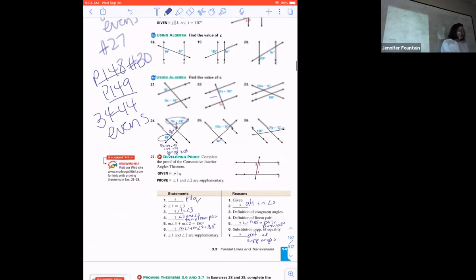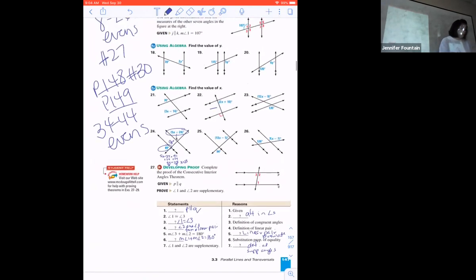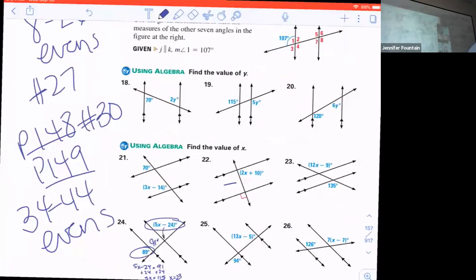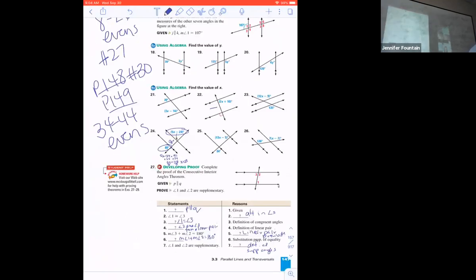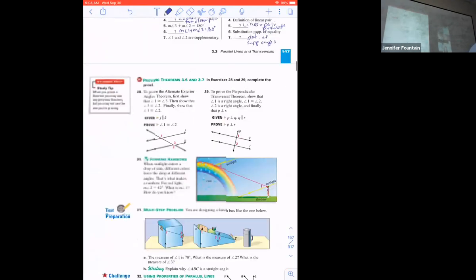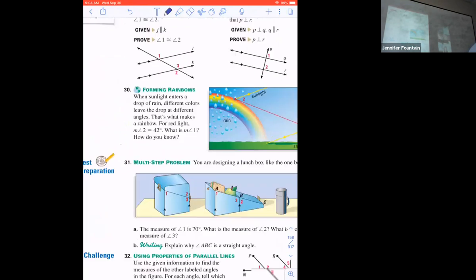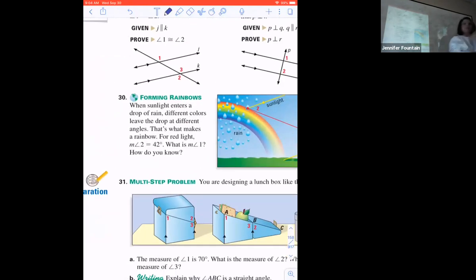Okay, so now we have page 148, number 30. We're going to jump over to number 30. And it says, forming rainbows. When sunlight enters a drop of rain, different colors leave the drop at different angles. This is what makes a rainbow. How cool is that? Isn't that fun to understand that rainbows are geometry?